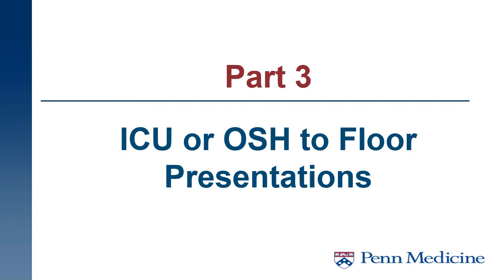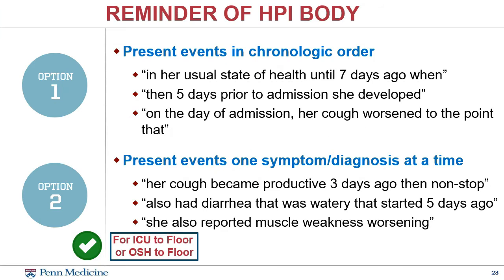All right, so now we're going to move on to part 3, which is going to be ICU or outside hospital to floor presentations. So reminder that initially in the review of the 101, we talked about presenting patients in chronologic order or one symptom or diagnosis at a time. And in this case, for ICU to floor or outside hospital to floor, depending on how long they were actually in the other location, you may want to actually consider doing this one symptom or diagnosis at a time.